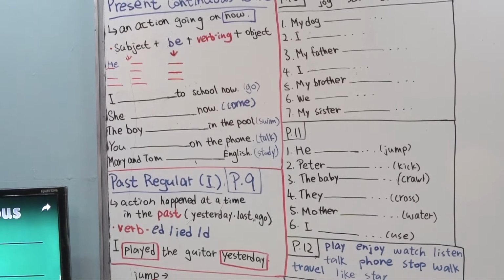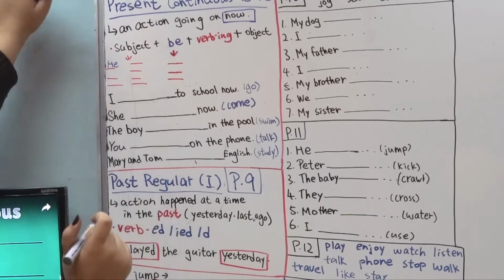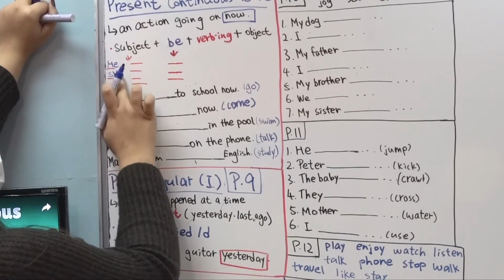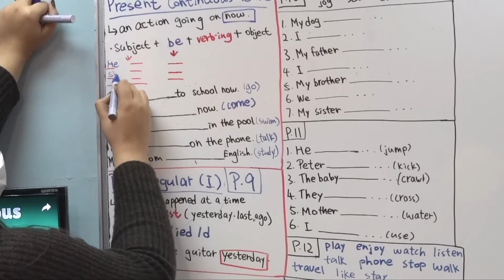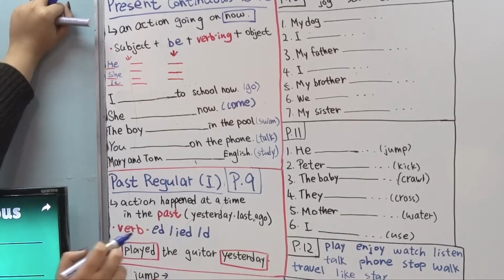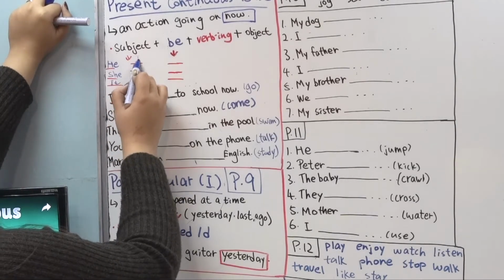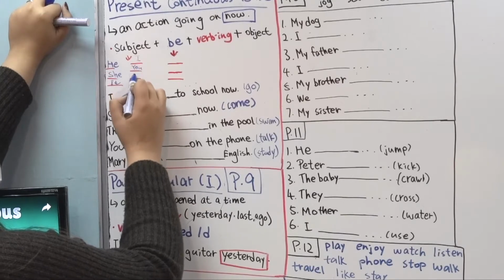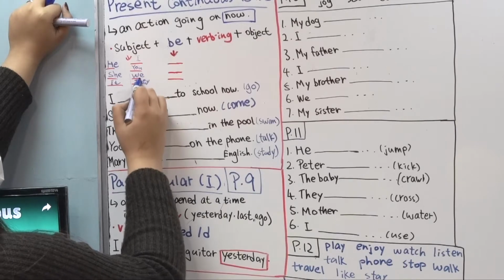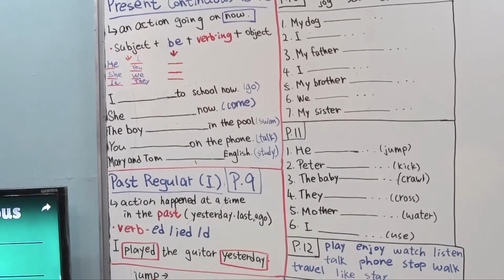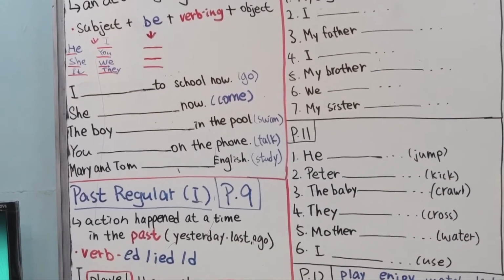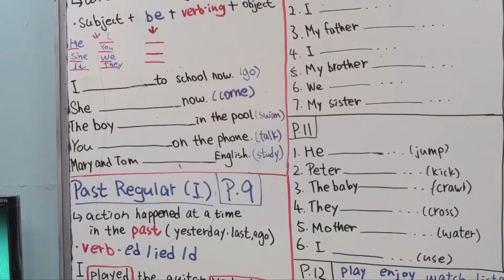Okay, he, and then if you're smart, then you'll know it is she, right? And then it should be it. What else? I, you, we, and they, right? He, she, it, I, you, we, they, is the subject, right? And what is the meaning of be?